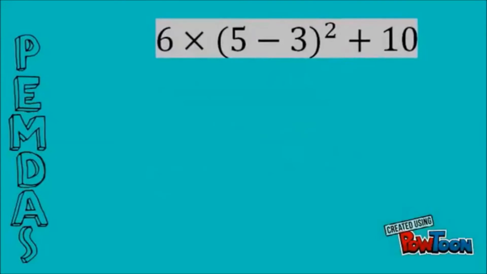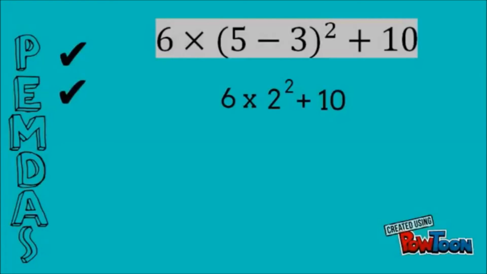Let's have another example. In this example, we have 6 times quantity 5 minus 3, squared, plus 10. First is to solve everything located inside the parentheses. In this example, we have 5 minus 3 inside the parentheses, which is 2. After writing the answer, bring down every other part of our math expression that we did not touch in the first step. The next step that we have to do for the order of operations is the exponent.